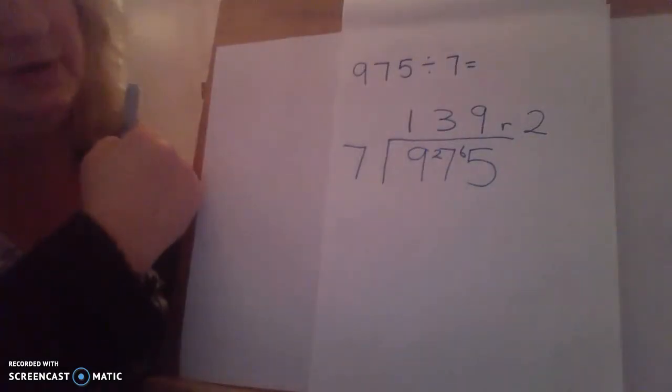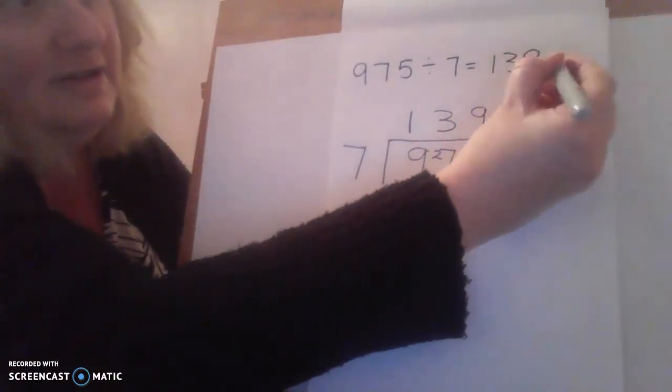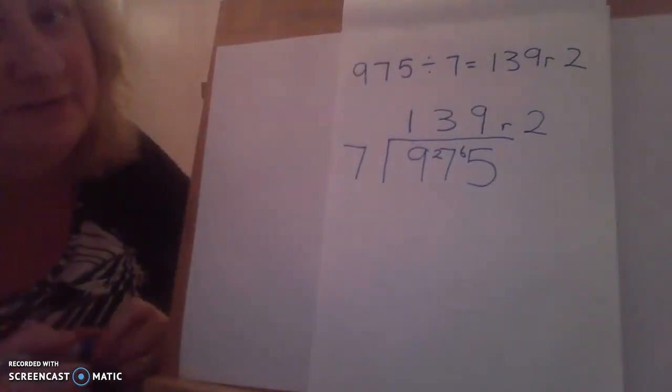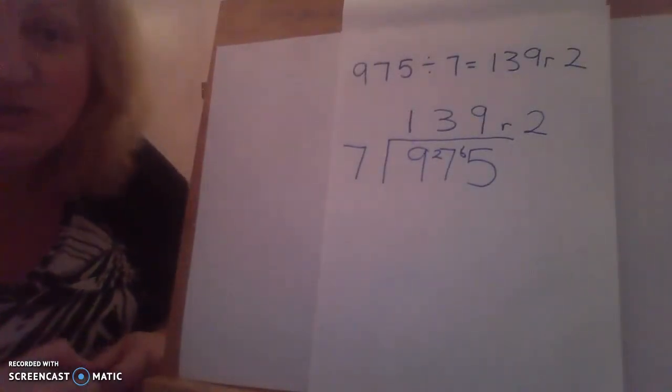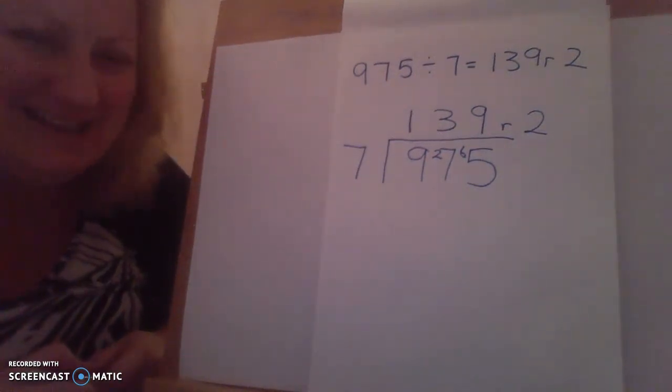So the answer to this one is 139 remainder 2. So 975 divided by 7 is 139 remainder 2.